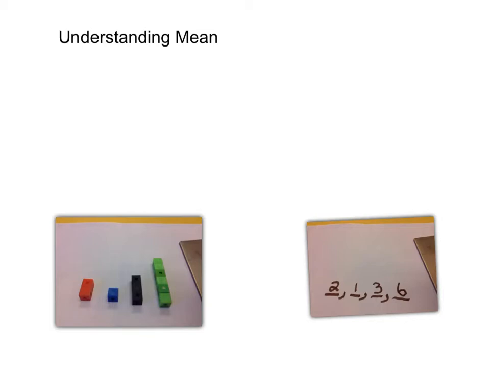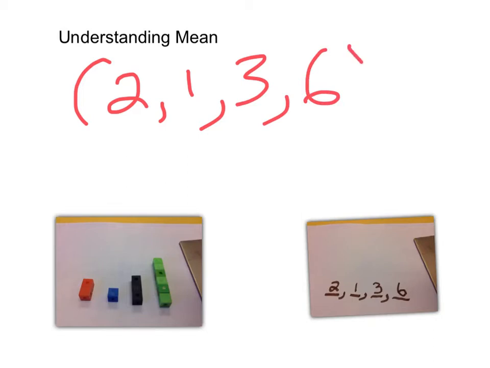So let's say, for example, I have a set of numbers 2, 1, 3, and 6. So there's my set of numbers. What mean does, we calculate mean, and what it does is give us one number to represent this set of data. And the videos below will help us hopefully understand how to go about doing it.